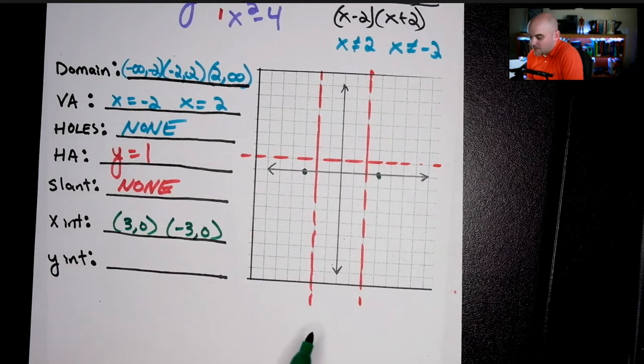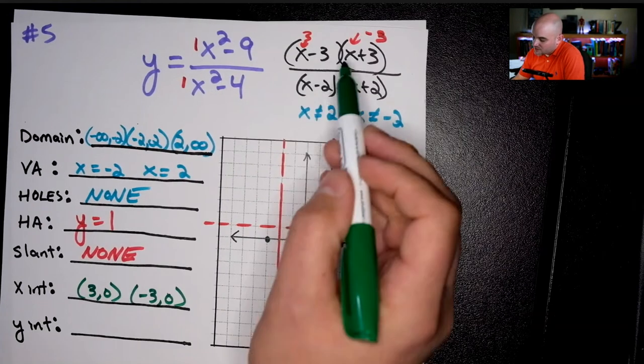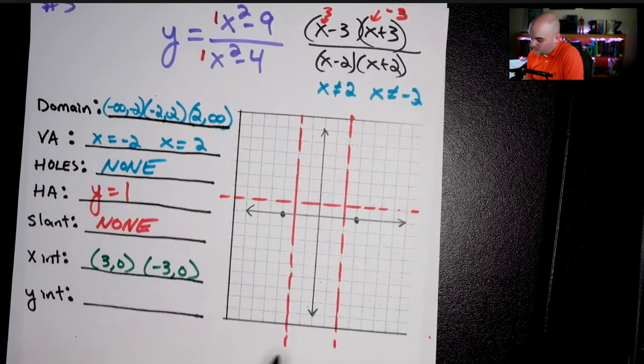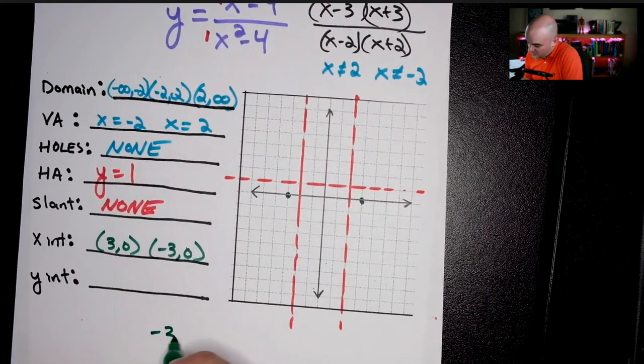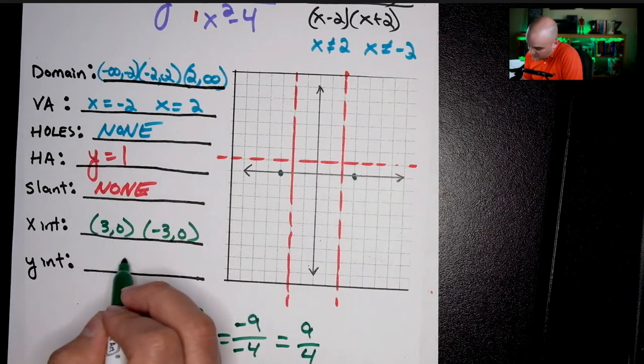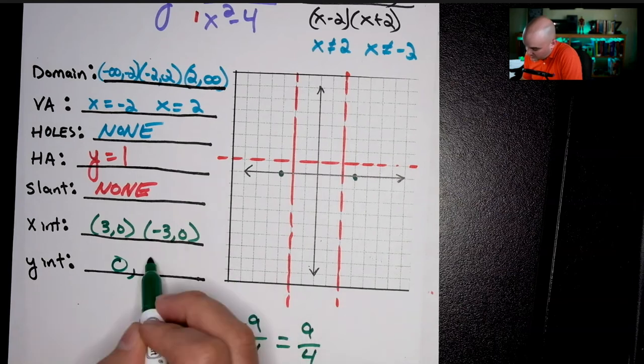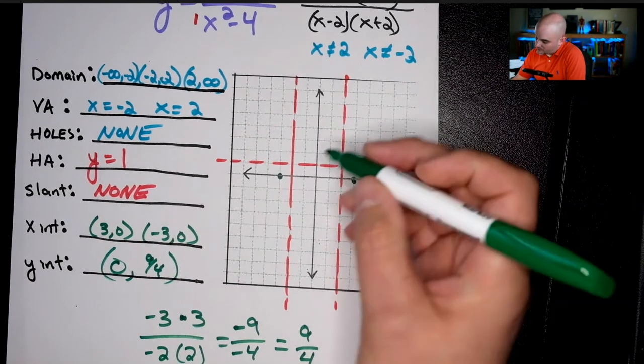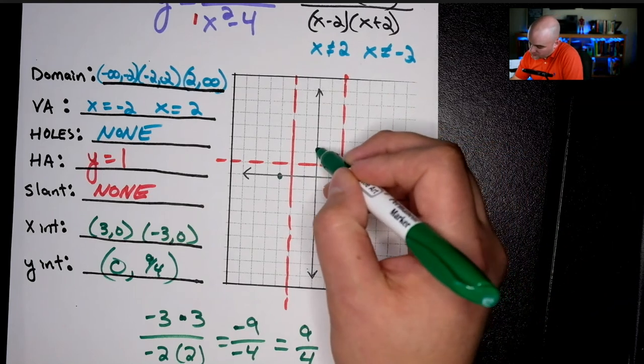The y-intercept happens when x equals 0. So looking at this up here, I'm going to put those in. So when you put 0 in, you get -3 times 3. And on the bottom, we end up with -2 times 2. This gives me -9 over -4, which equals 9/4. So when x equals 0, y equals 9/4, which is about, what, 2 1/4. So (0, 2 1/4) right there.